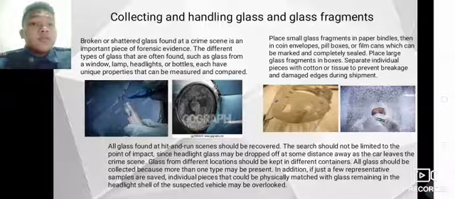All glass should be collected because more than one type may be present. In addition, if just a few representative samples are saved, individual pieces that could be physically matched with glass remaining in the headlight shell of the suspected vehicle may be overlooked.